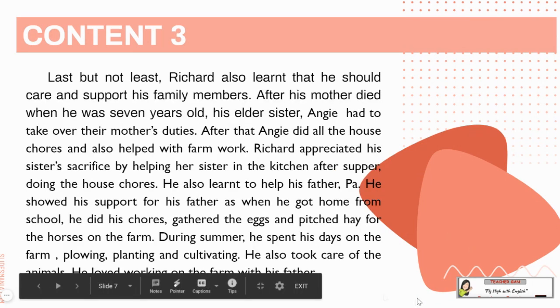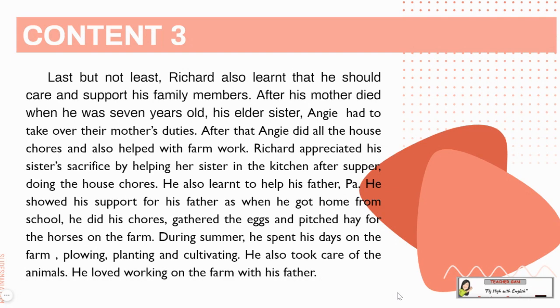Now, content 3, which is paragraph 4. Last but not least, Richard also learned that he should care and support his family members. After his mother died when he was 7 years old, his elder sister Angie had to take over their mother's duties. After that, Angie did all the house chores and also helped with farm work. Richard appreciated his sister's sacrifice by helping his sister in the kitchen after supper, doing the house chores. He also learned to help his father Pa.